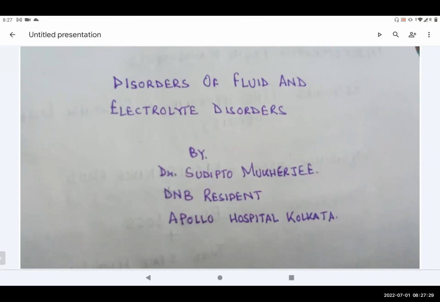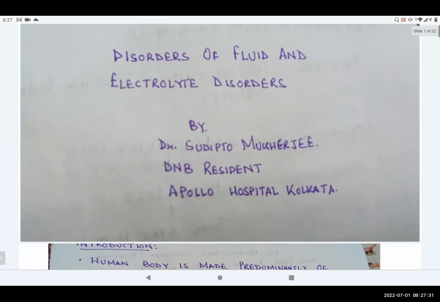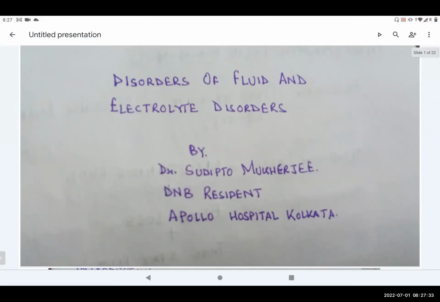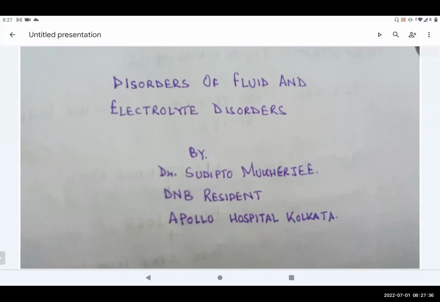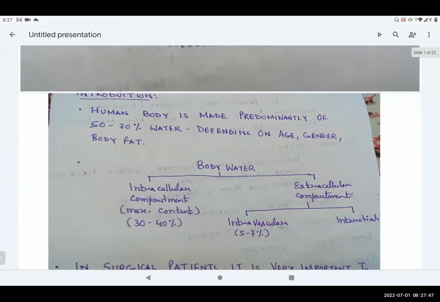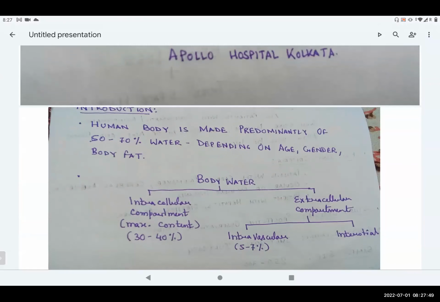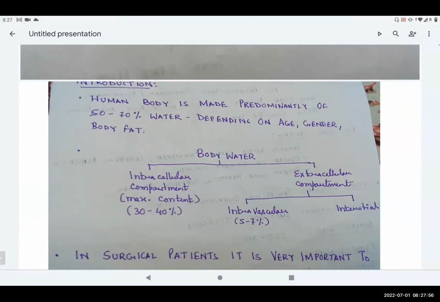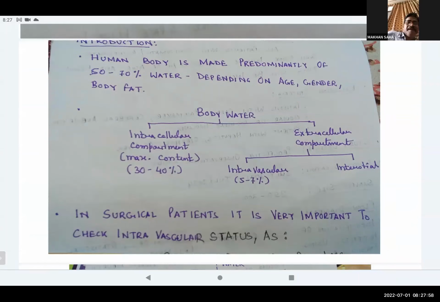Hello, sir. Sorry for presenting like this. Sir, I am Dr. Sudipta Mukherjee from Apple Hospital, and I am going to present disorders of fluid and electrolyte disorders in surgical patients. In the introduction part, the human body is made up predominantly of 50 to 70% water, depending upon age, gender, and body fat. Body water can be divided into intracellular and extracellular compartments.